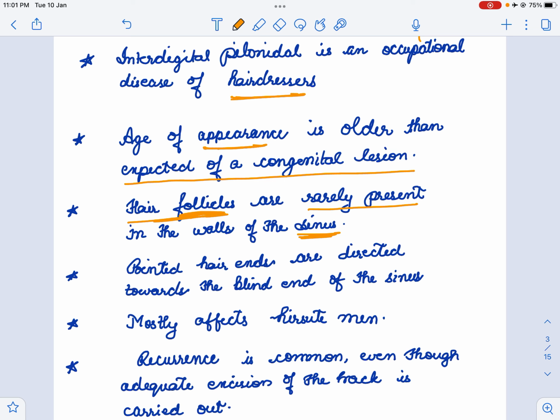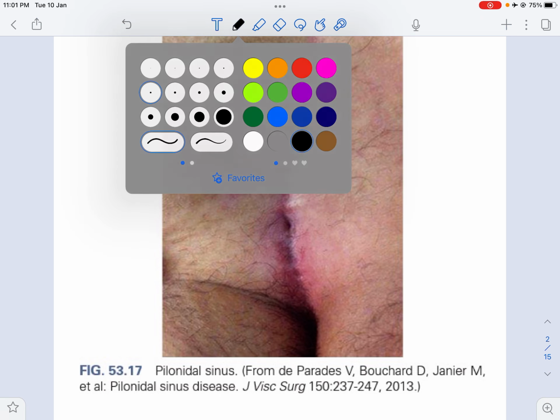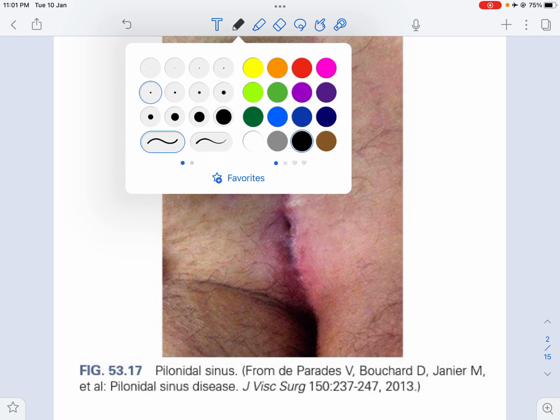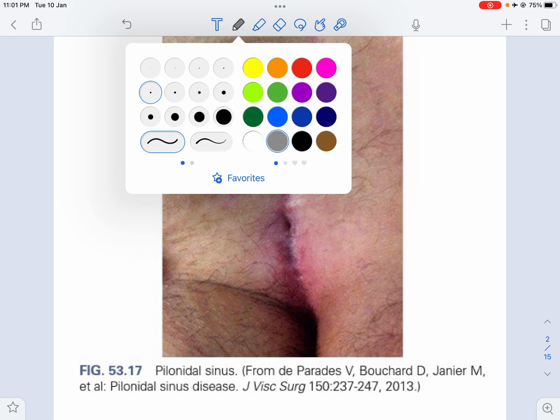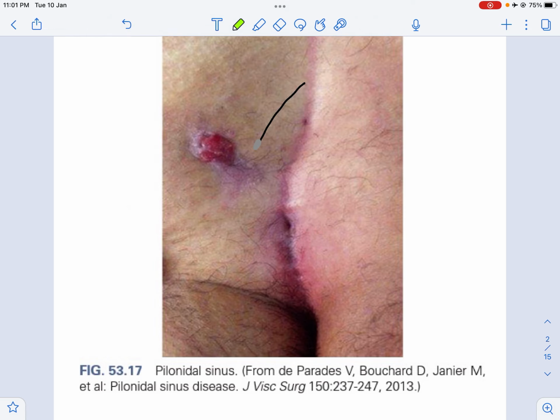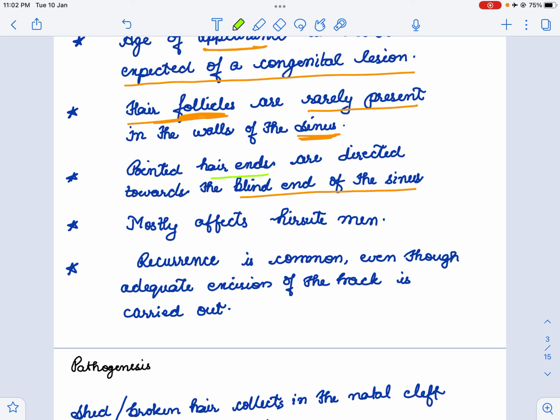Then pointed hair ends are directed towards the blind end of the sinus. That is to say, in this diagram, now let us imagine that this is a hair follicle. This is the root of the follicle. Alright. So this pointed end of the hair, that is this portion, is what they are talking about over here. The pointed hair ends are directed towards the blind end of the sinus, that is, they face inwards. If it were a congenital disorder, it would be facing outwards.